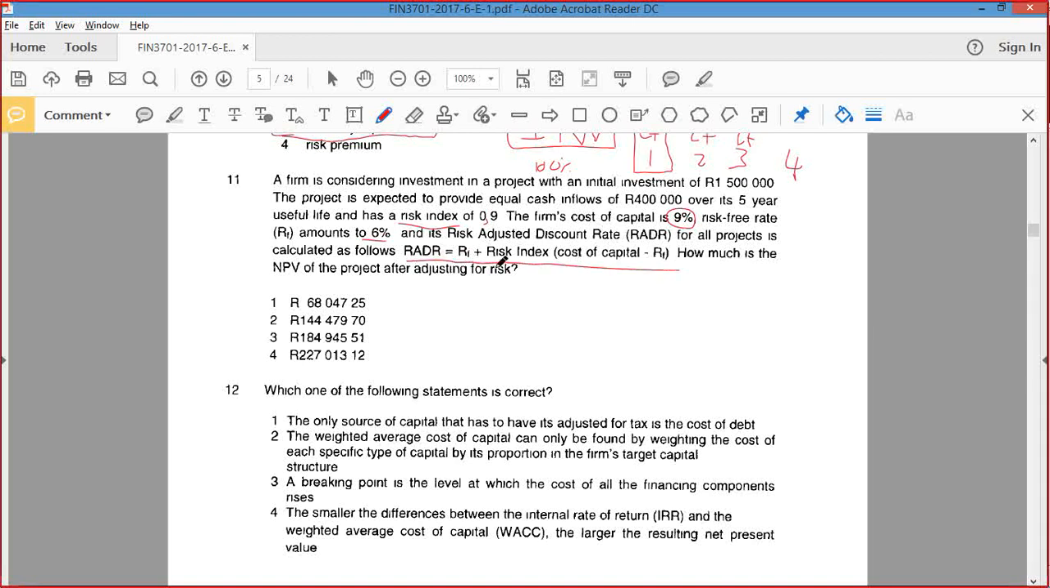They don't have to give you the formula. You kind of need to know it, because a risk-adjusted discount rate is just CAPM, but taking risk into consideration. Beta in CAPM is your measure for risk. In your RADR, your risk index would be the measure for risk. So how much is the NPV of the project after adjusting for risk? Well, if I'm adjusting for risk, I need my RADR. That's something that you need to solve for.